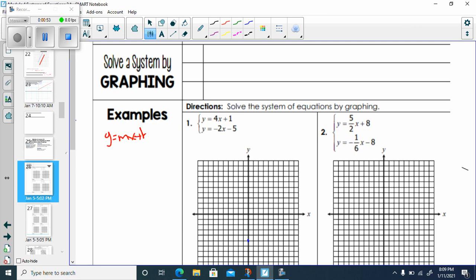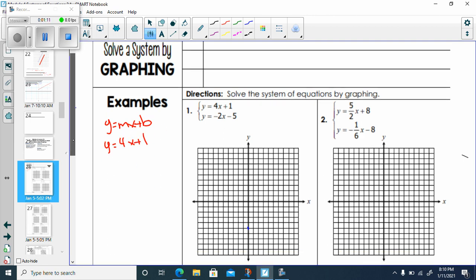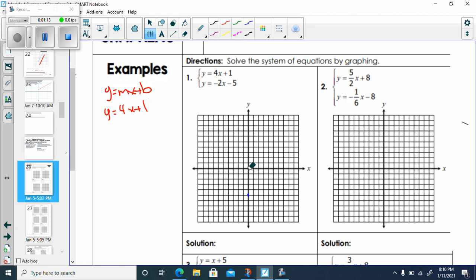This is called the slope-intercept form. Here's your point on the y-axis, your y-intercept, and your m is your slope, which tells you where to move. B is where we begin, m is where we move. So when I'm looking at the equation y is equal to 4x plus 1, I begin my plotting at 1 on the y-axis. Go up on the y-axis to 1. My slope is 4. See, m is 4.